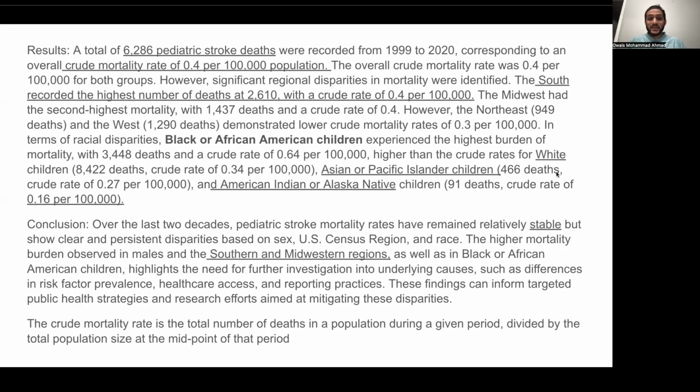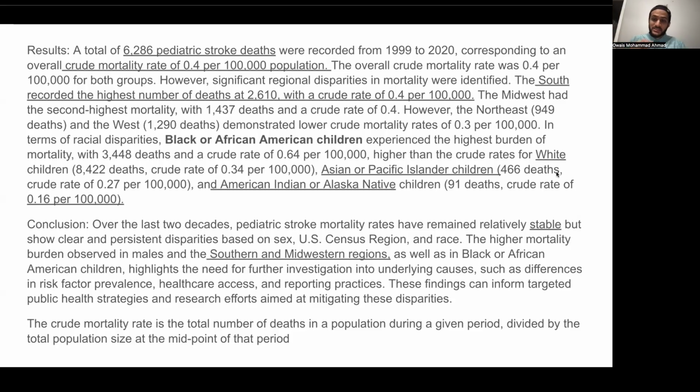The Midwest had the second highest mortality, 1,437 deaths with a crude rate of 0.4. The Northeast had 949, and the West had 1,290 deaths, demonstrating lower crude mortality, 0.3 per 100,000. So you guys can see the highest was the South. It had like 2,600 deaths. The Midwest was also 1,400 deaths. In the Northeast, 949. In the West, 1,290.